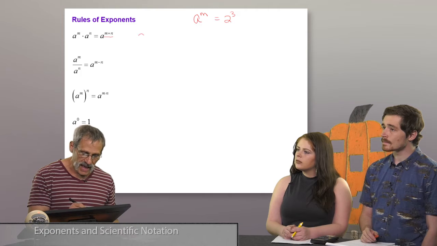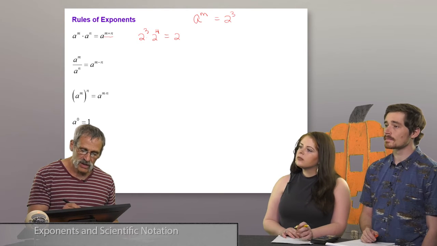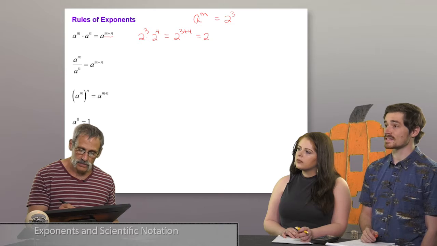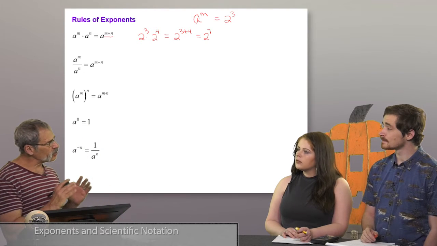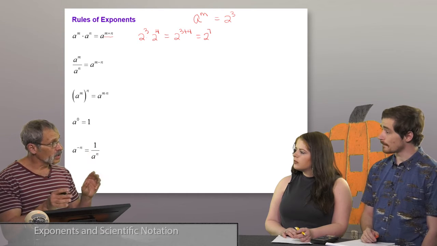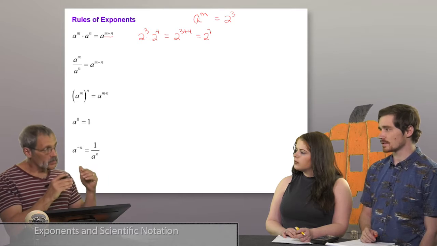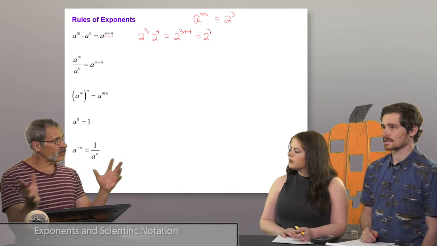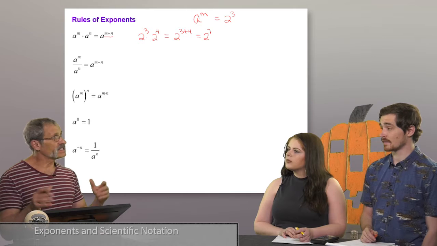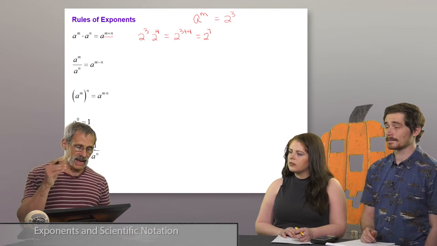So for example, if I had 2 cubed times 2 to the 4th, this would be 2 to the 3 plus 4, which is 2 to the 7th. And this should feel intuitively correct. 2 cubed is 2 times 2 times 2, 3 of those. 2 to the 4th is 2 times 2 times 2 times 2, so that's another 4. Altogether you have 7 2s sitting there. That's all you're doing.